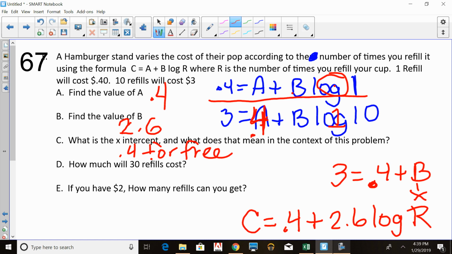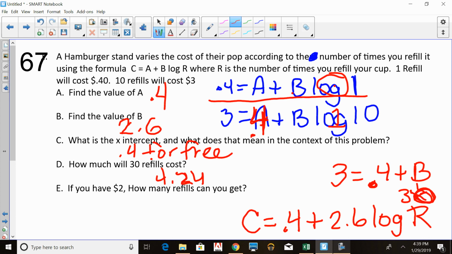How much will 30 refills cost? Well, that means you just have to substitute 30 in here. And you put in 0.4 plus 2.6 log 30. And that would be $4.24.